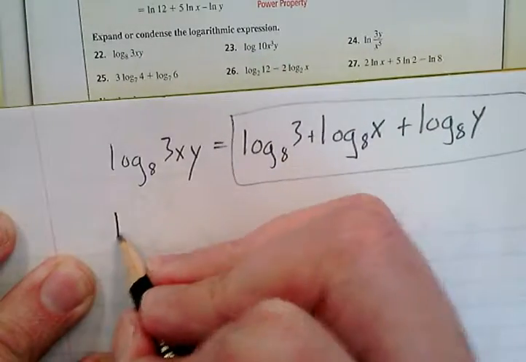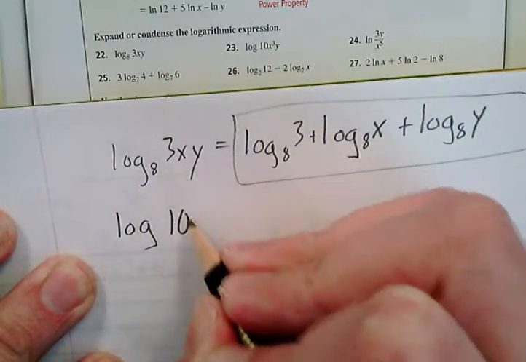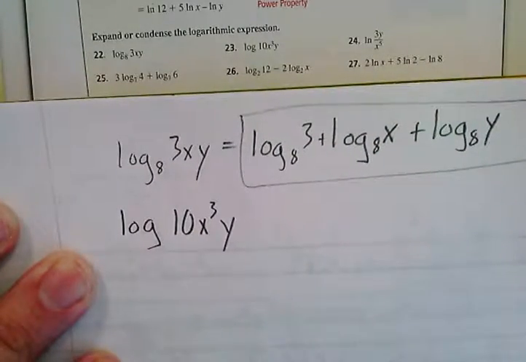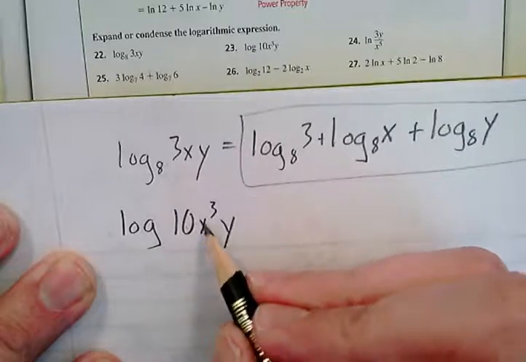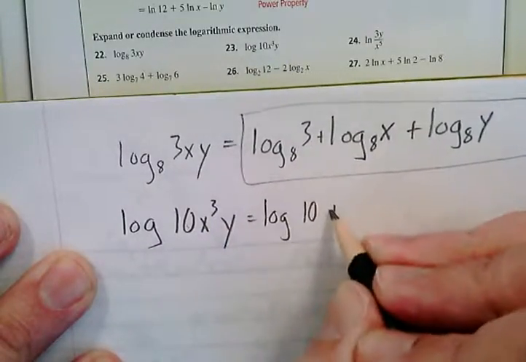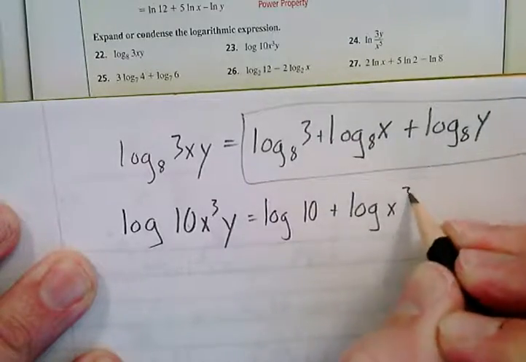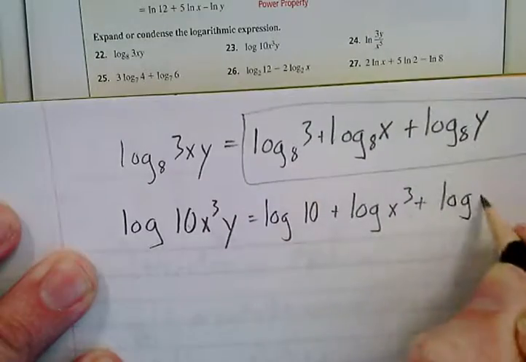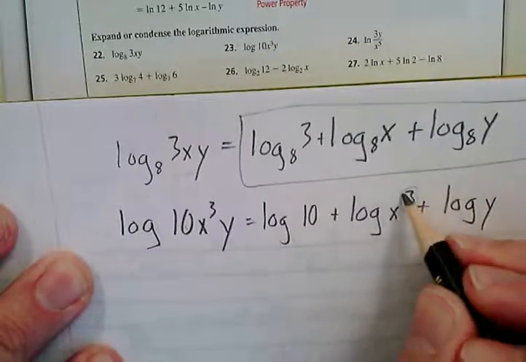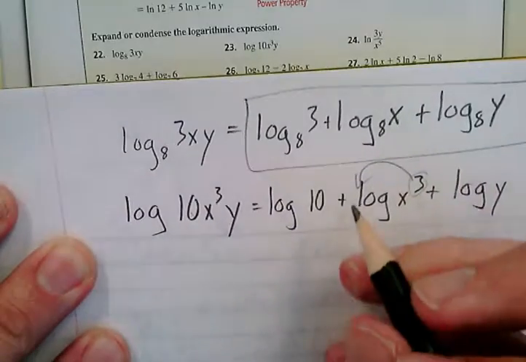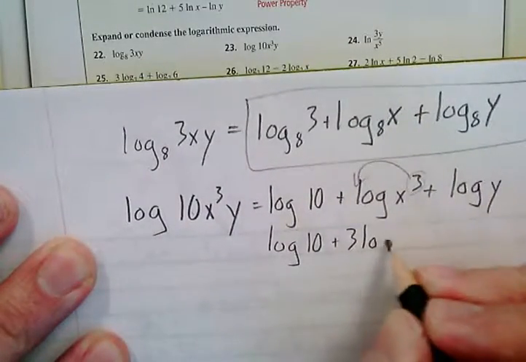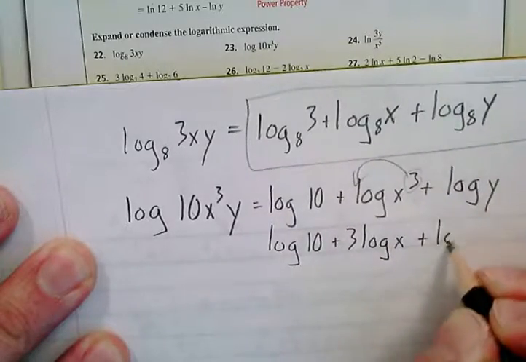Next example is the log of 10x to the third y. So, again, we have three things, 10, x cubed and y. So I'm going to rewrite this as log of 10 plus log of x cubed plus the log of y. Then lastly, I'm going to use the power property that says I can take this exponent and move it out front as a coefficient. So my answer becomes log 10 plus 3 log x plus log y.